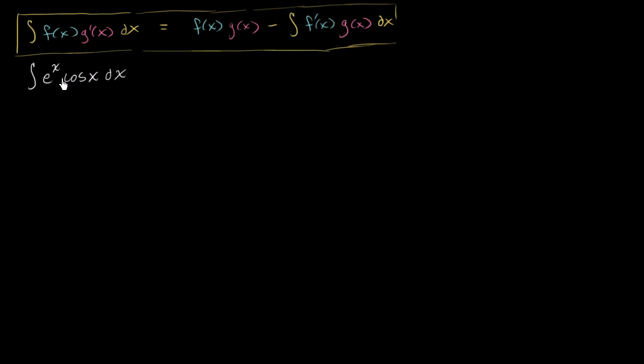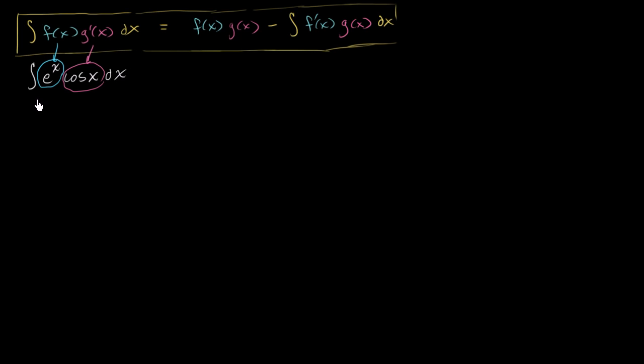In this case, neither of them becomes simpler, and neither becomes dramatically more complicated when I take their antiderivative. So it's kind of a toss-up which one I assign to f of x and which one I assign to g prime of x. Actually, you can solve this problem either way. So let's assign f of x equaling e to the x, and g prime of x equaling cosine of x.